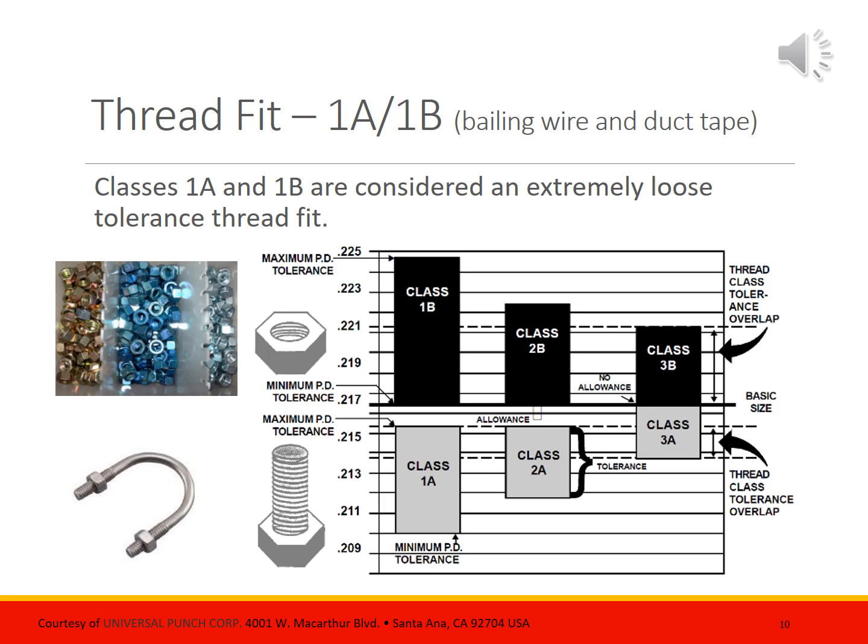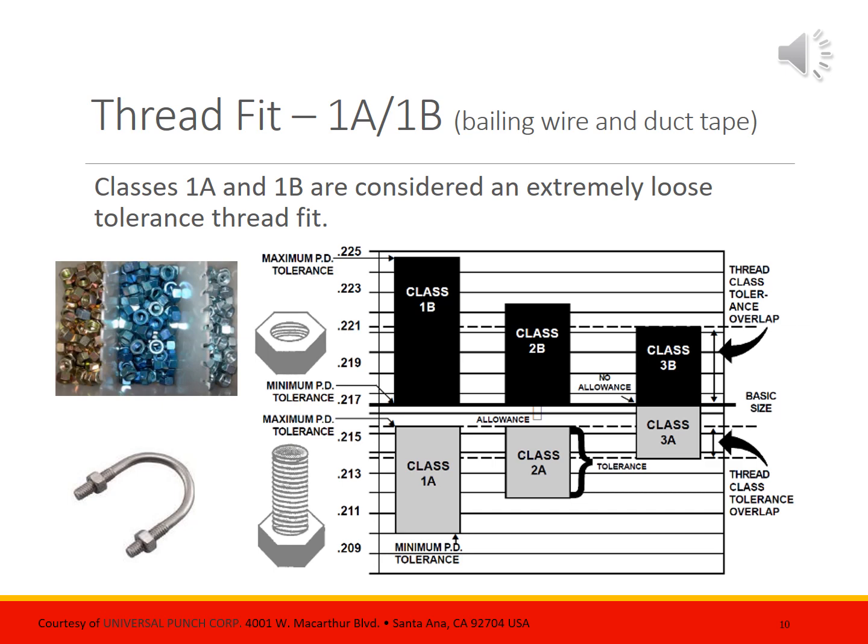Shown here is a typical graphical depiction of thread class fits. So let's deconstruct this graph a bit. The black graph bars reflect the range of pitch diameter max and min for each class of nut. Nuts are internally threaded components. The gray graph bars reflect the range of pitch diameters max and min for each class of bolt, an externally threaded component. Putting these two bars together depicts the interchangeability range of a particular class of fit.